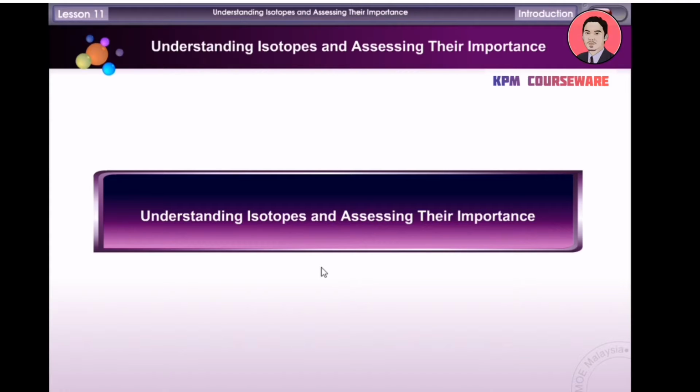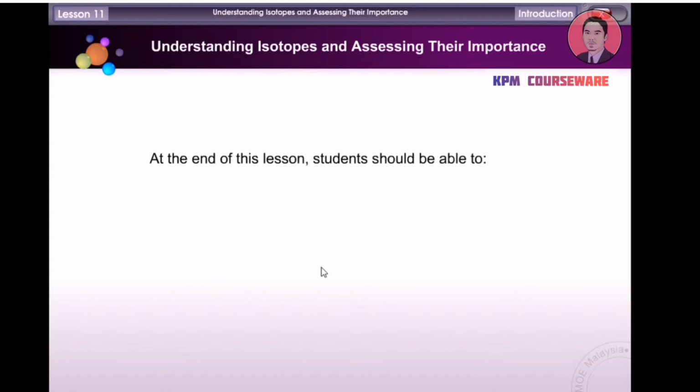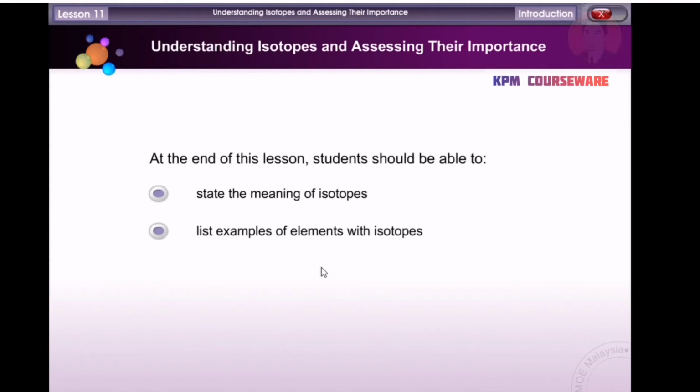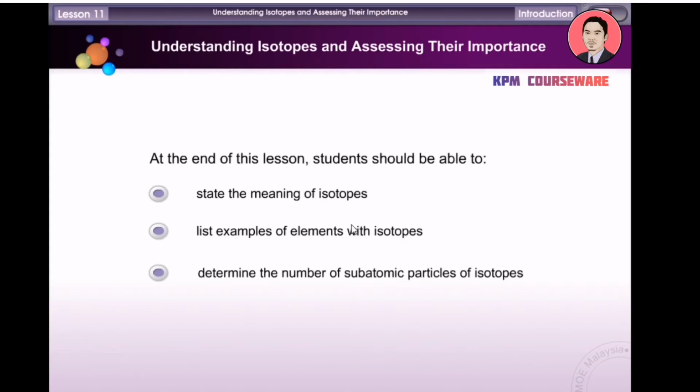Understanding isotopes and assessing their importance. At the end of this lesson, students should be able to state the meaning of isotopes, list examples of elements with isotopes, determine the number of subatomic particles of isotopes, and justify the uses of isotopes in daily life.